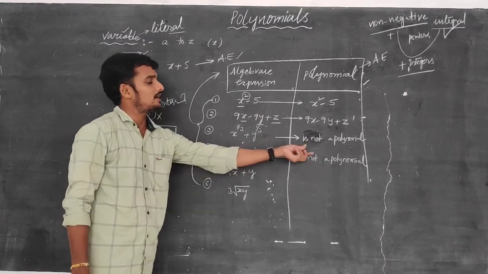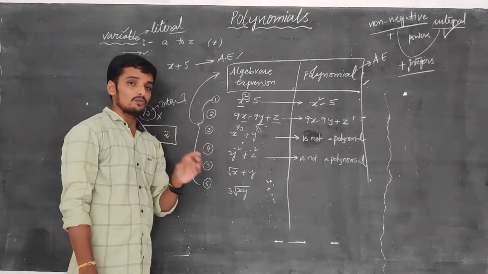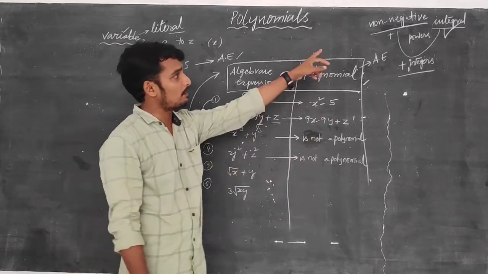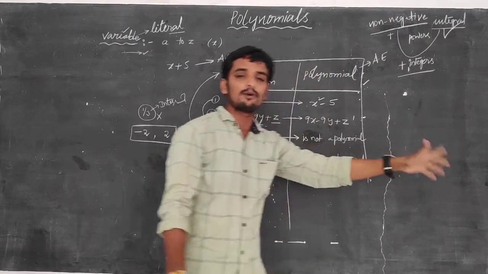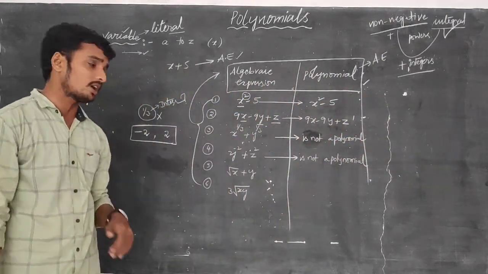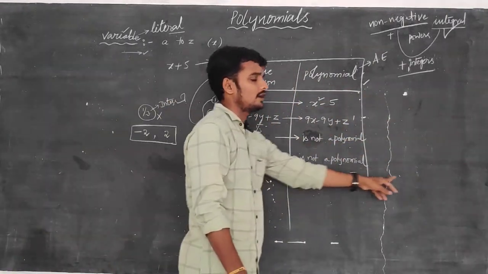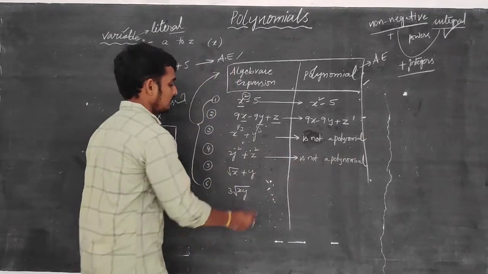So how can we write that it is not a polynomial? In this two-variable expression, one variable does not have a non-negative integral power, so it is not a polynomial. Two variables lo oka variable ki negative exponent undi kabatti simply it is not a polynomial. Now coming to the third example.